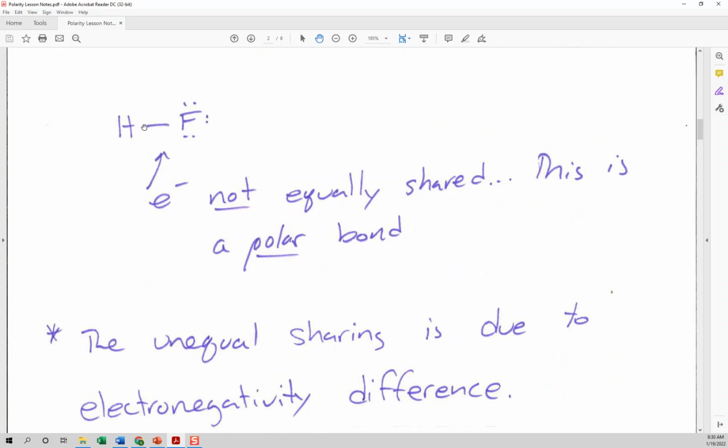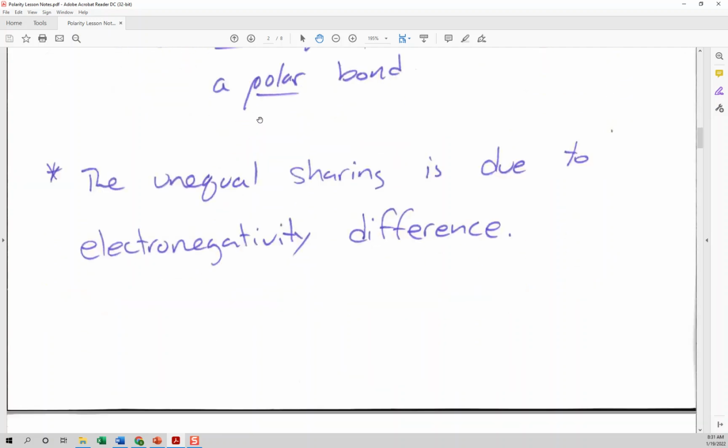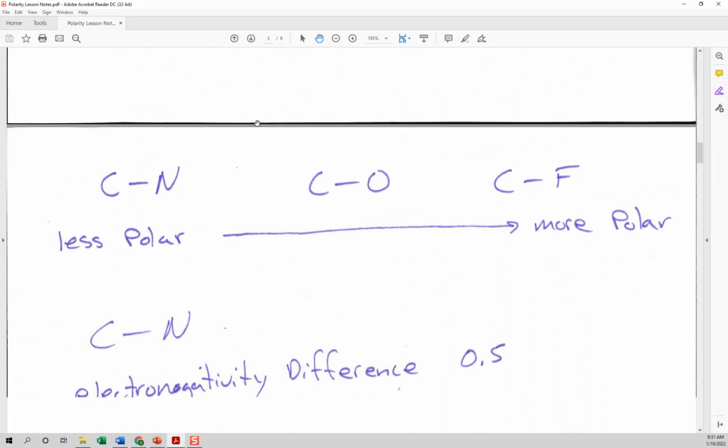But here, we're not sharing the electrons evenly, and it's because fluorine's better at attracting those electrons than hydrogen is, so they spend more time around the fluorine atom than they do around the hydrogen atom, and that creates the polarity. Okay? So whenever you have an electronegativity difference between the atoms that are sharing electrons, you're going to have polarity in the bond, okay? And again, all polar means is oppositely charged sides.